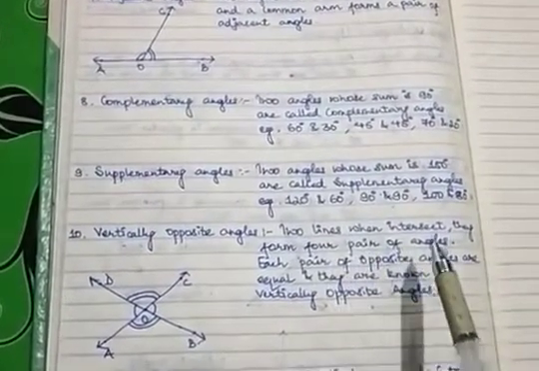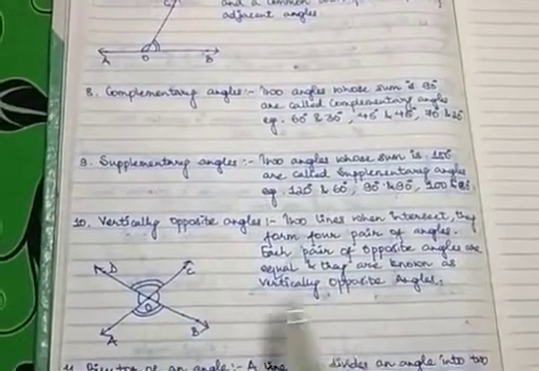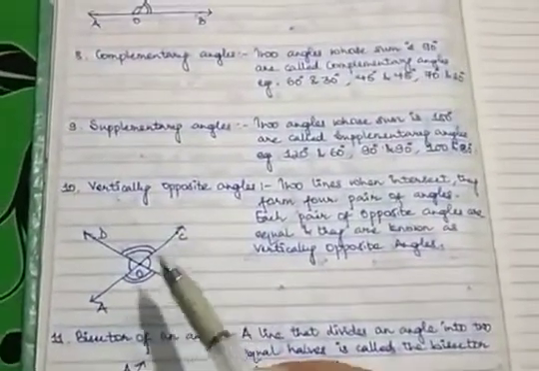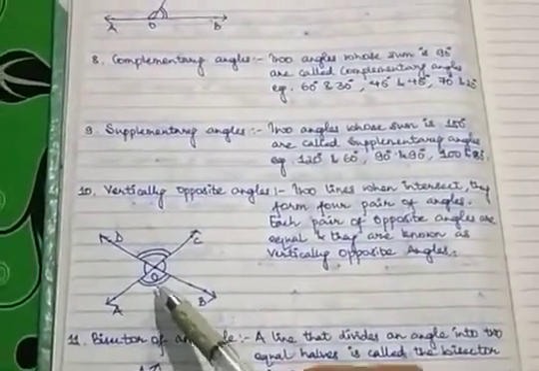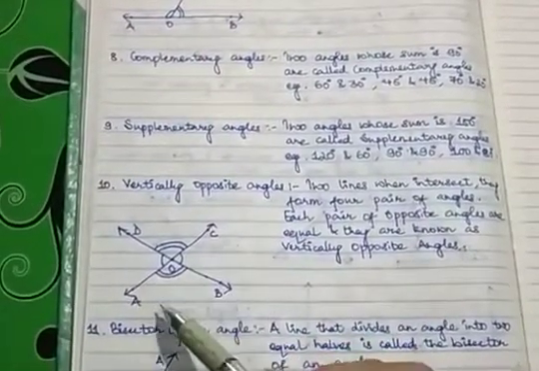Two lines, when they intersect, form four pairs of angles. Each pair of opposite angles are equal and they are known as vertically opposite angles. So that is why I have marked here with C. Each pair of opposite angles are equal. Remember, opposite angles are equal and they are known as vertically opposite, isn't it?